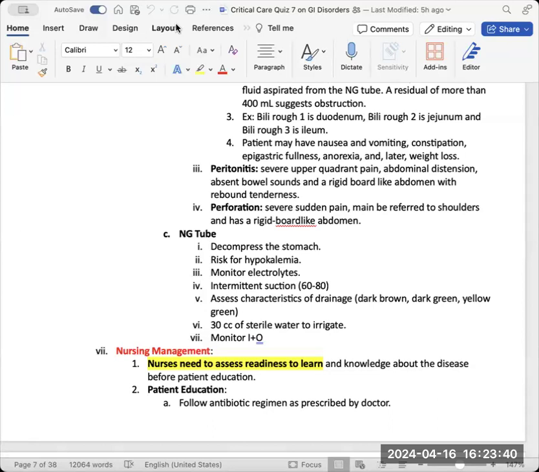And yeah. So if we do have to give them an NG tube, right? Especially if we're talking about gastric outlet obstruction or if we're talking about GI bleeds, right? It's for the purpose of decompressing the stomach and aspirating contents. We know that they're at risk for which electrolyte imbalance?